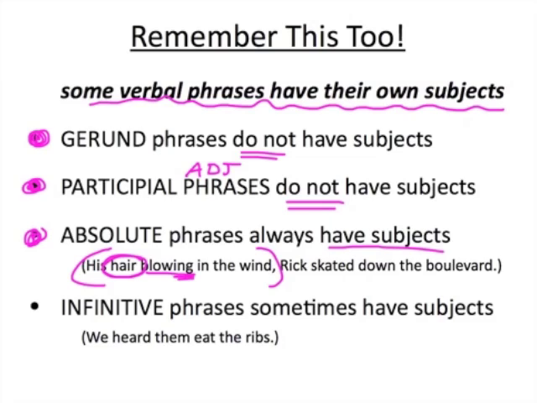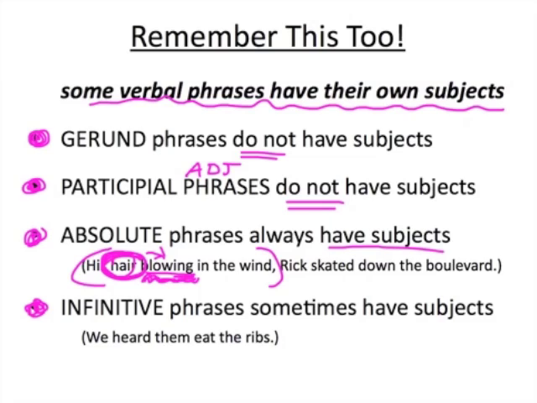It might seem that like this is trying to modify Rick, but that's not really what's going on, because you want to look at how the verbal itself is functioning. And Rick was not blowing anywhere. It was his hair that was blowing. So hair is the subject of the participle blowing inside that absolute phrase.